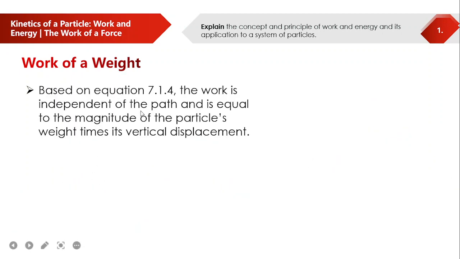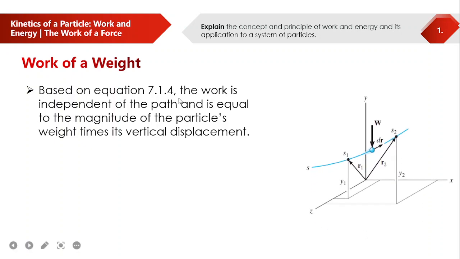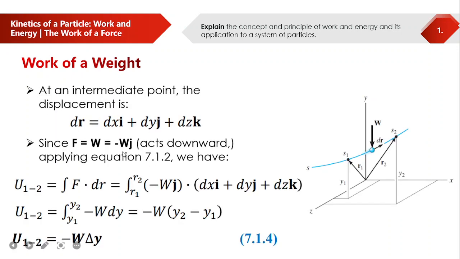Diba? So based on equation 7.1.4, the work is independent of the path and is equal to the magnitude of the particle's weight times its vertical displacement. Ulitin natin. So the work is independent of the path and is equal to the magnitude of the particle's weight times its vertical displacement. Kumbaga, di ba? Sige nga. 7.1.4 na equation, which is eto. Etong equation na to, negative W times the delta y.